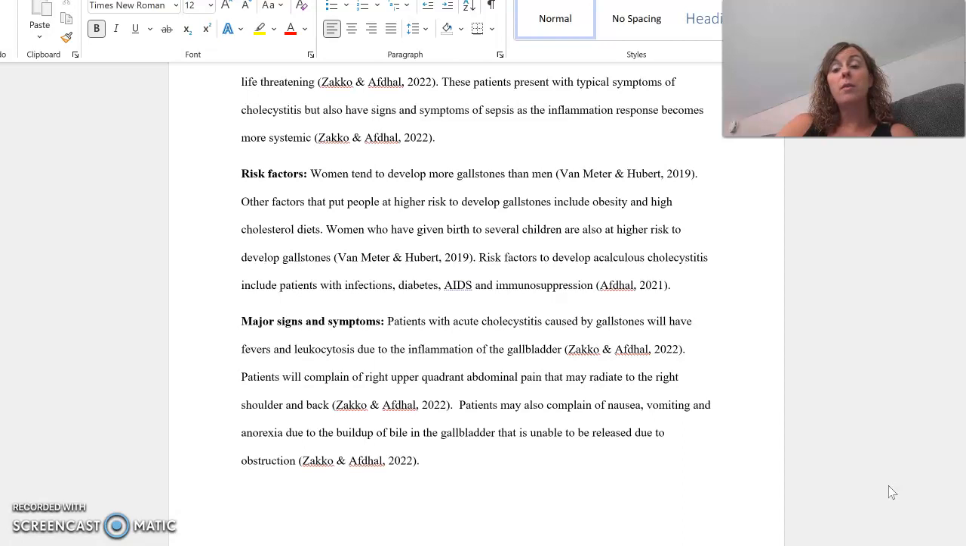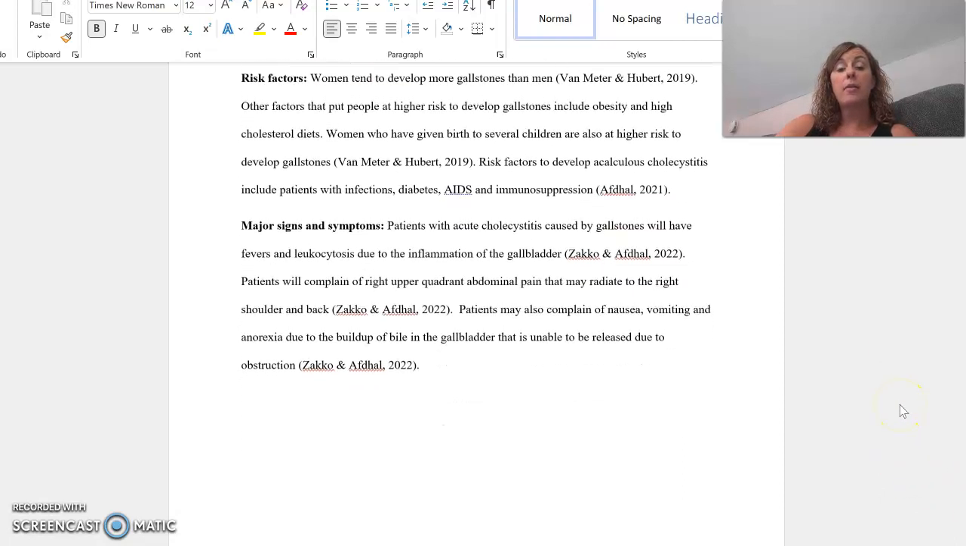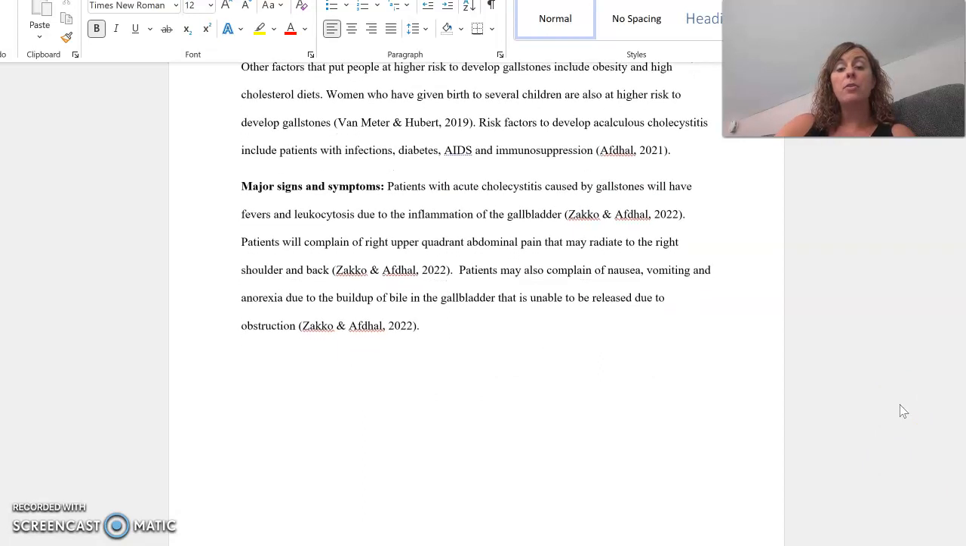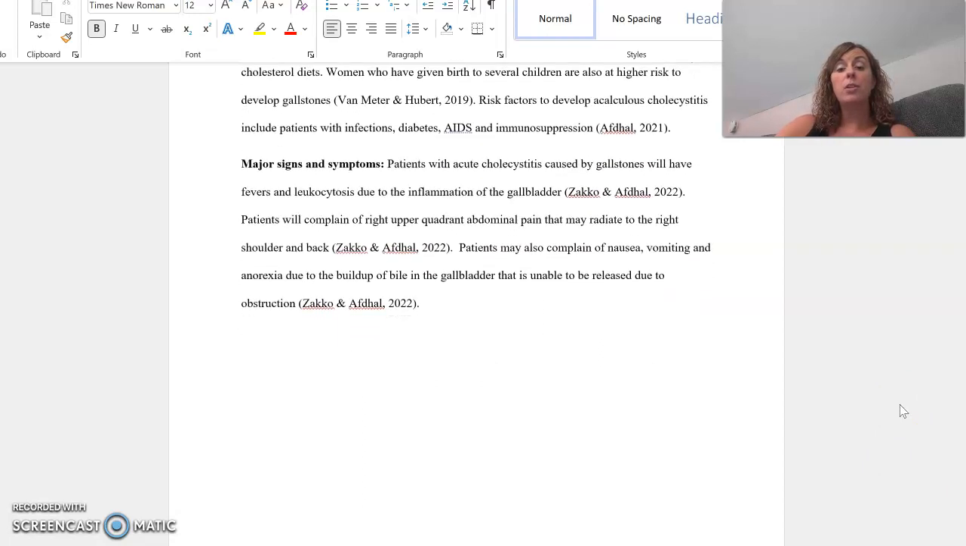And then risk to develop the acalculous cholecystitis, so that's the type that doesn't involve gallstones, are, like I mentioned, the patients that are already severely ill, hospitalized with infections, complications from diabetes, patients with AIDS, or immunosuppressed patients. Major signs and symptoms, as I've mentioned, is the right upper quadrant abdominal pain, fevers, leukocytosis, which is due to the inflammation of the gallbladder.